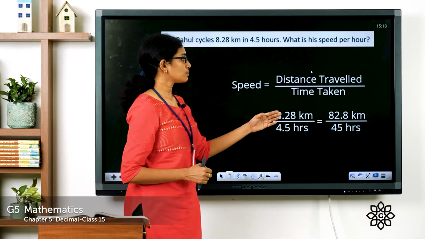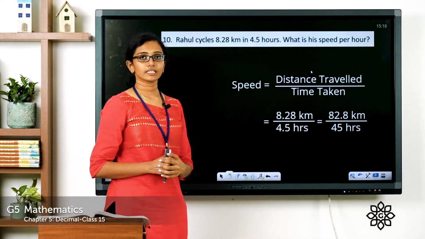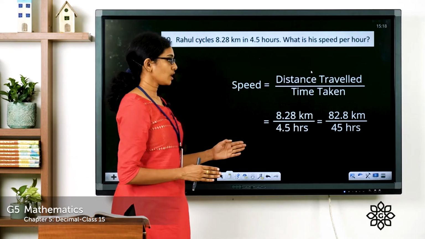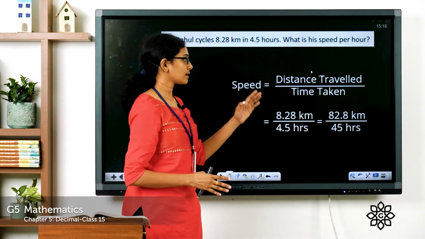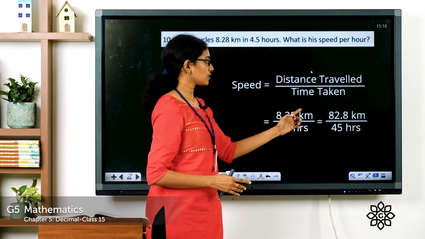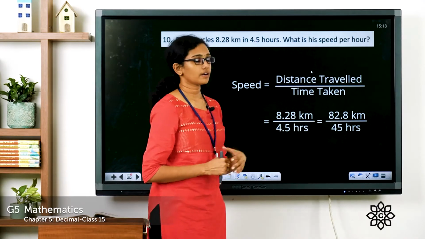Now here it is 8.28 by 4.5. Decimal number divided by another decimal. So shifting of decimal point to the right has to be done, and that will make these numbers equal to 82.8 km by 45 hours.